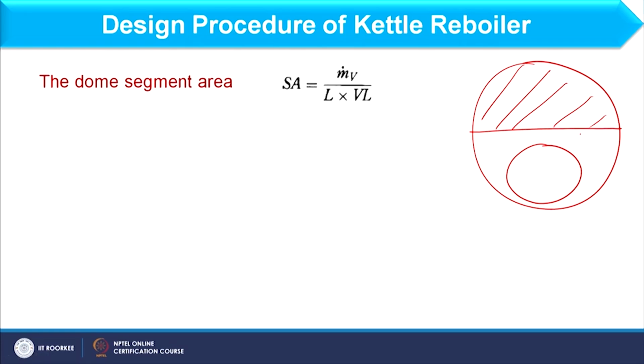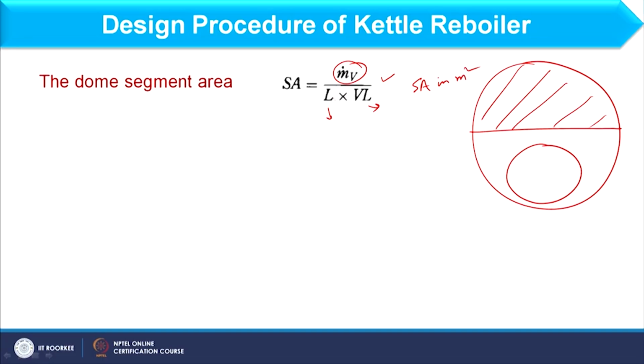Okay. What is dome segment area? If I am considering shell and here I am having the bundle and this is the weir, this section we call as dome segment area, and it will depend on how much vapor you need to generate, which you can calculate by this expression where m dot V is how much vapor is to be generated, and L and VL. Okay. So, in that case you can find out SA in meter square.